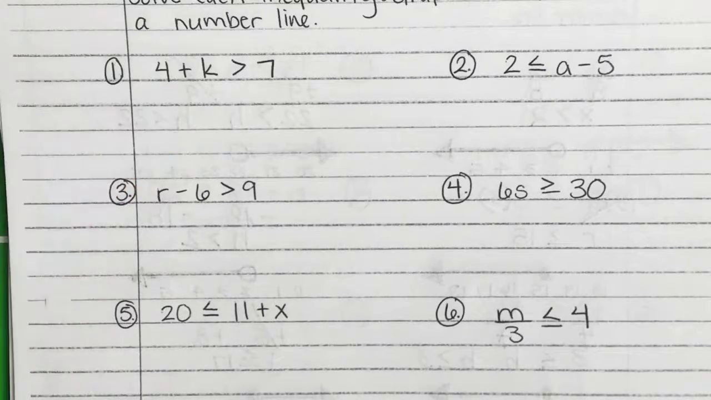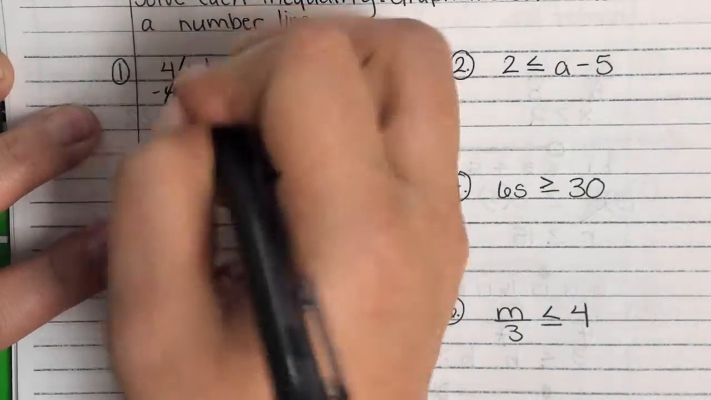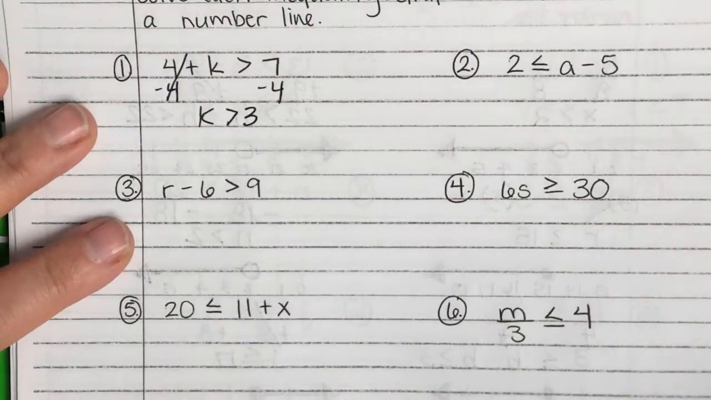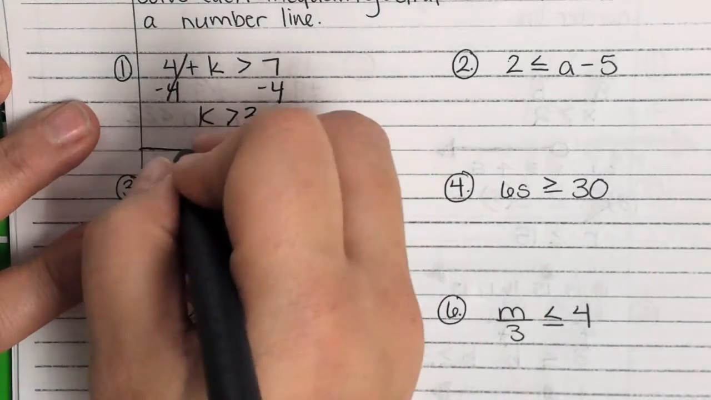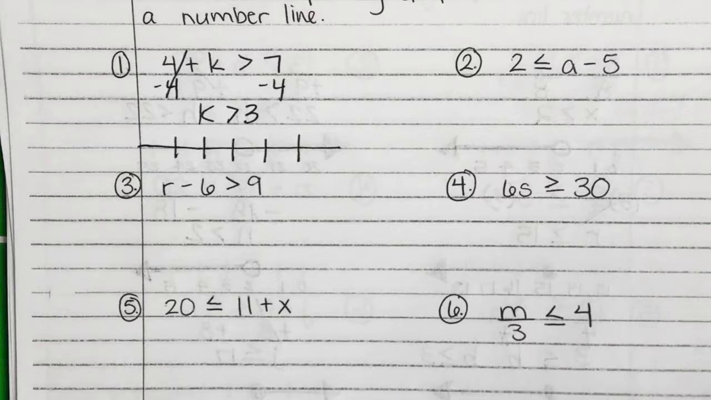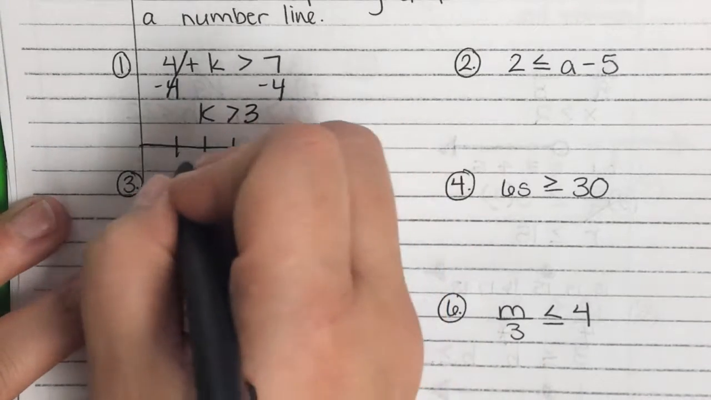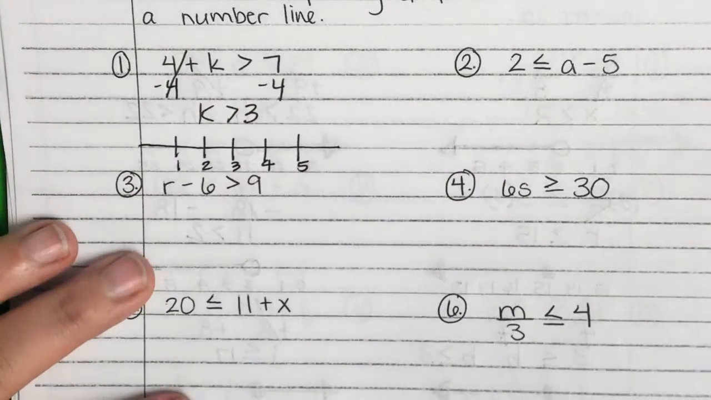All right, this is addition. How do I undo addition? So I'm going to subtract 4 from both sides. So k is greater than 3. Now, because there's no line drawn, you just draw a line. I do about 4 or 5 marks, and I do a couple of numbers before and a couple after.